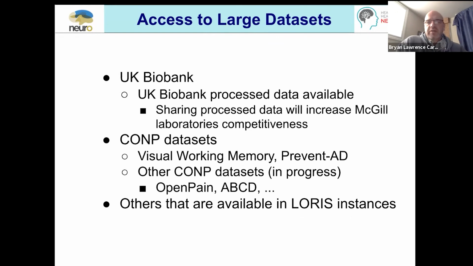As was mentioned already, it's not just the UK Biobank. We also have directly connected into the NeuroHub platform access to the CMP data sets, which is a growing list of data sets that we're providing access to. At present, this includes visual working memory and the Prevent AD, and we're currently working on other ones on the OpenPain and OpenABCD side of things. And anything else that is available within Loris and the CMP side will be available in the NeuroHub space.